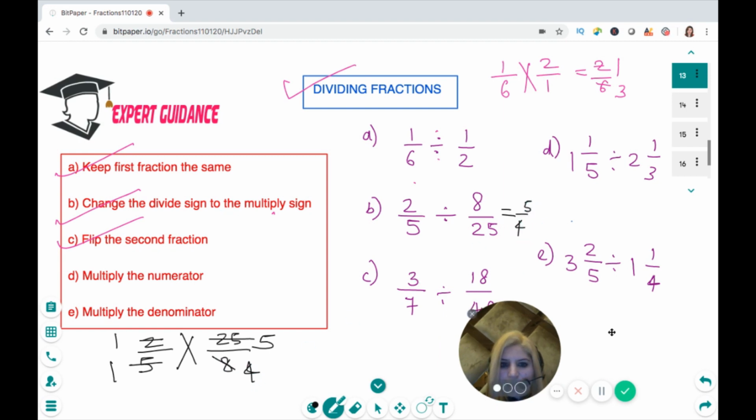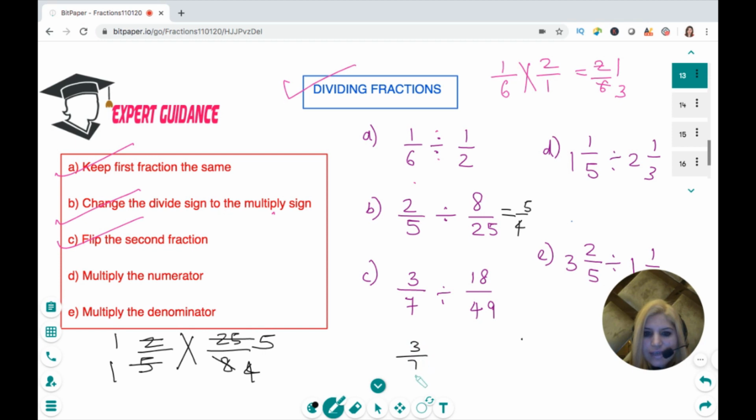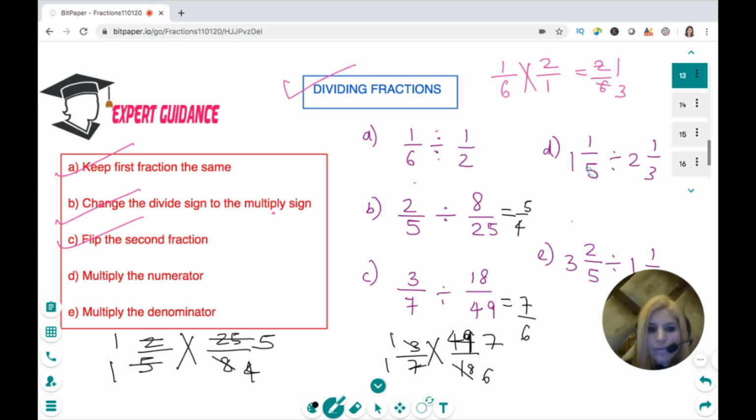Let's do the next example. 3 over 7. Multiply. Flip it over. Try to cancel it. So 7 times 1. 7. 1. 6. So 7 over 6 is the answer. For the next question, we'll put it into normal fractions. 1 times 5 is 5, and 1 is 6. 6 over 5 divided by 7 over 3. And then we can flip the next fraction over. Okay, so the answer would be 18 over 35.